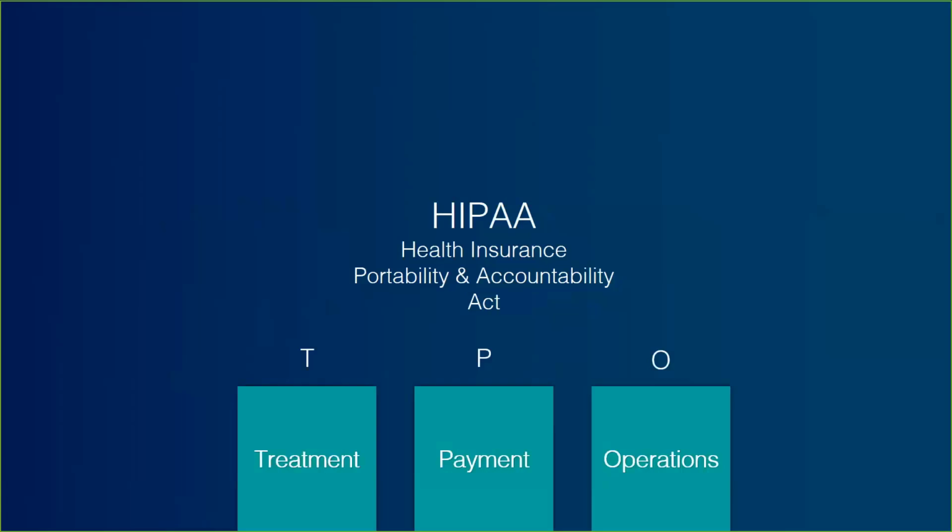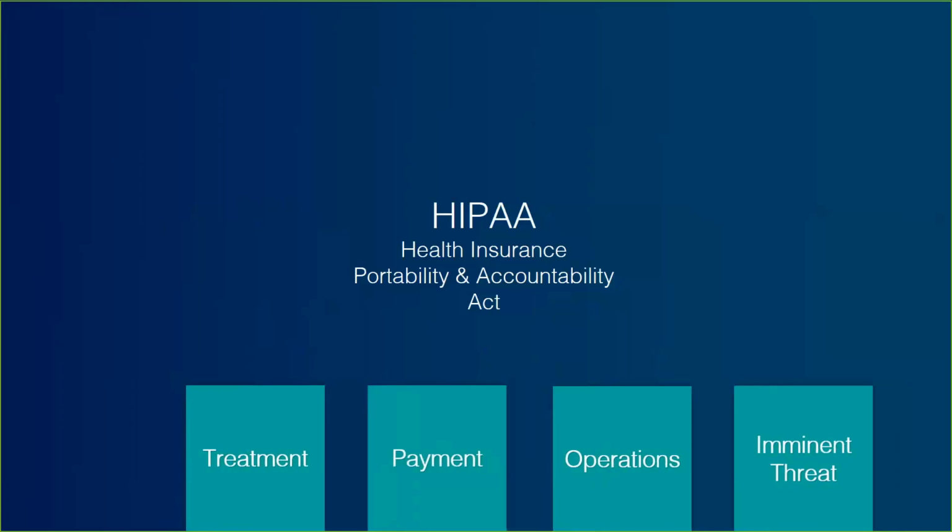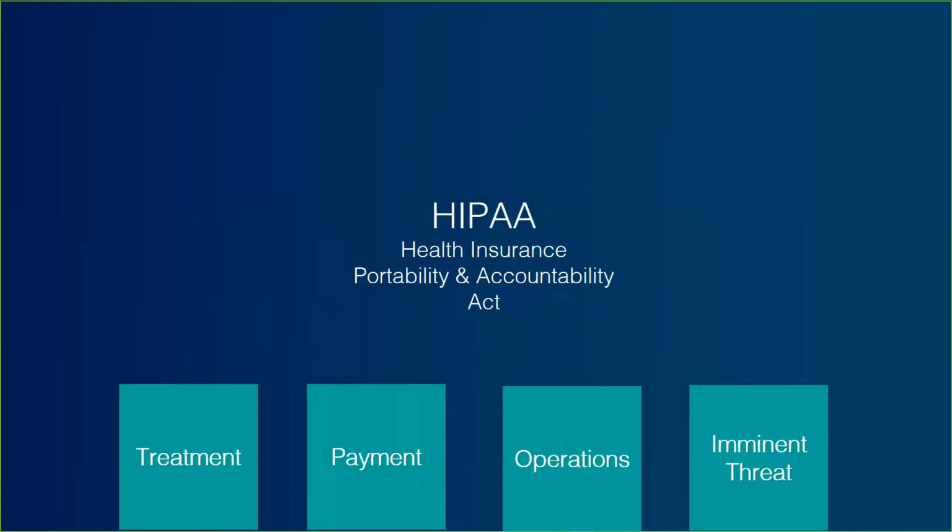Now, there's a lesser known cousin to these that is also worth mentioning, which is called imminent threat. Imminent threat says that if you have the opportunity to prevent or mitigate the impact of an imminent threat to a person or to the public, and this is your professional medical judgment, then you actually have a permitted use to share that PHI, even without consent.